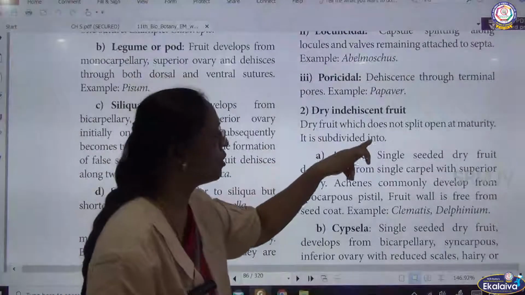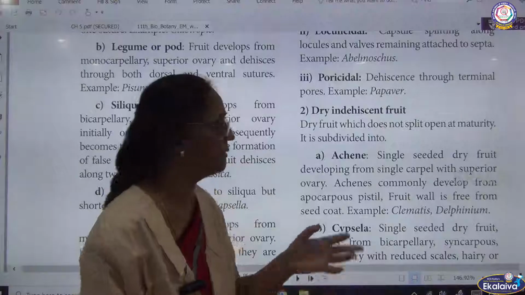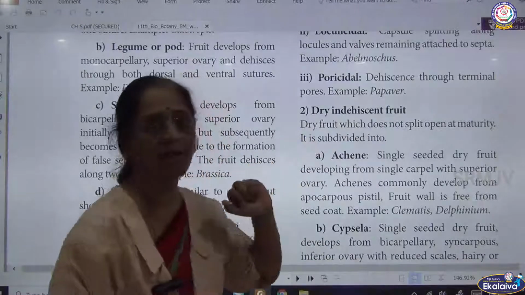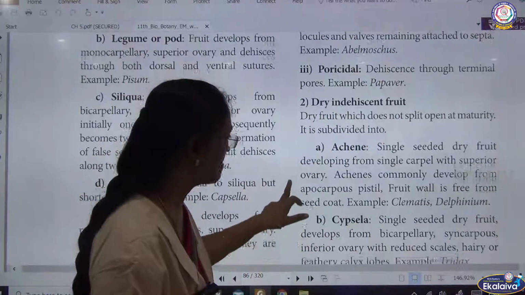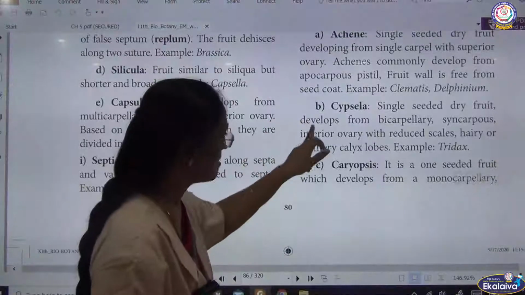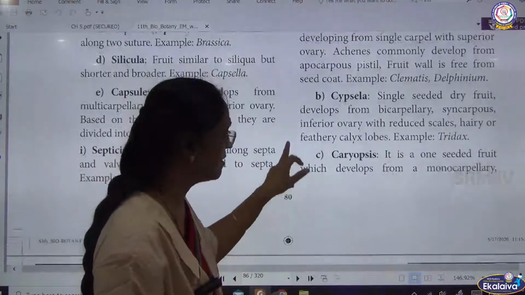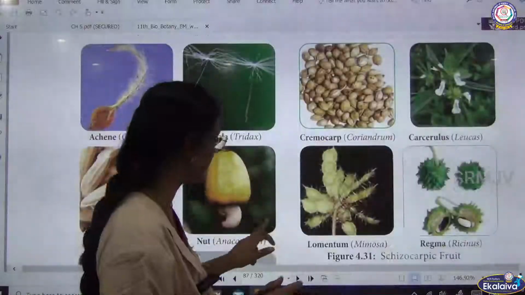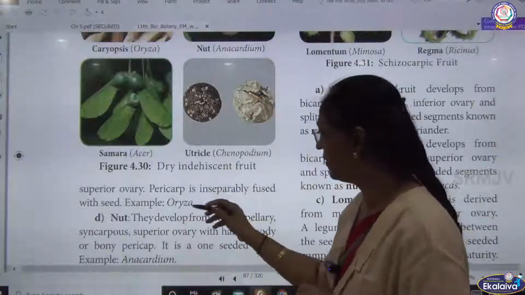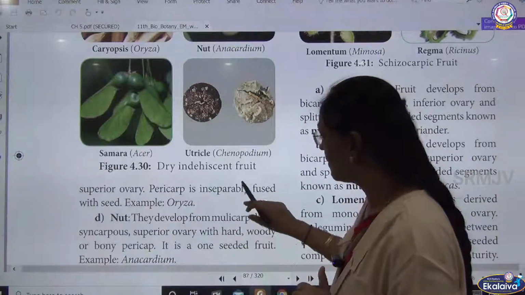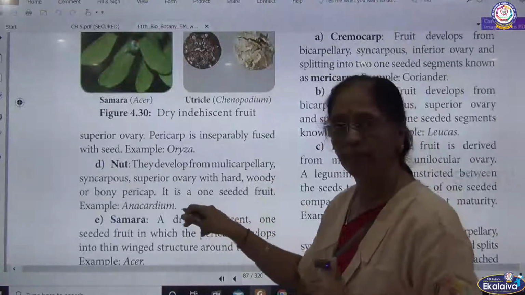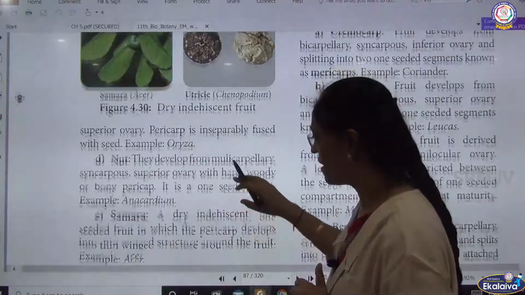If the fruit does not split open, then you call that dry indehiscent. Some of the examples are like cypsela, which you will find in Tridax, and caryopsis, the example is in Oryza, the rice you will find. And nuts, cashew nut and all, Anacardiaceae.